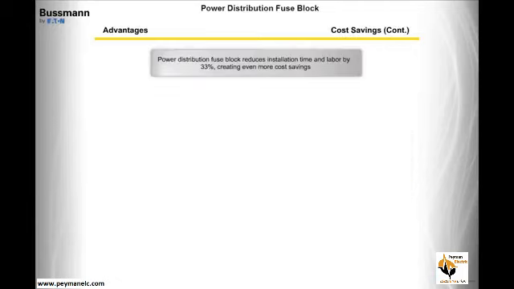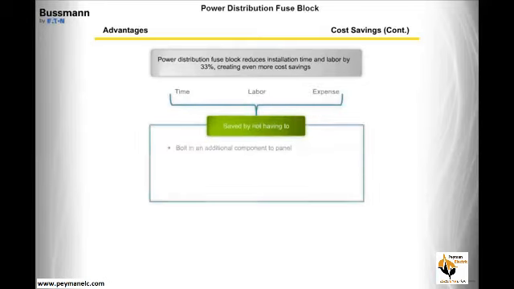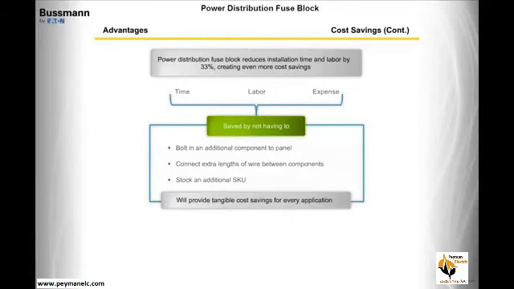The power distribution fuse block reduces installation time and labor by 33%, creating even more cost savings. The time, labor, and expense saved by not having to bolt in an additional component to the panel, not having to connect extra links of wire between components, and not having to stock an additional SKU will provide tangible cost savings for every application. This new solution lowers inventory costs and eliminates wire run from fuse holder to power distribution fuse block.